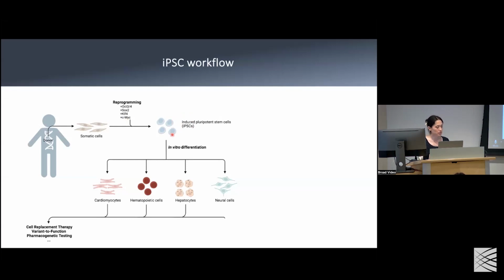So the promise of this technology is really for things like cell replacement therapy, to understand the relationship between a variant and function, pharmacogenetic testing, et cetera. They are really highly scalable, which is very useful in the lab. In theory, they can also be used for autologous transplantation, and you can have a direct link to a patient phenotype, which is really critical.